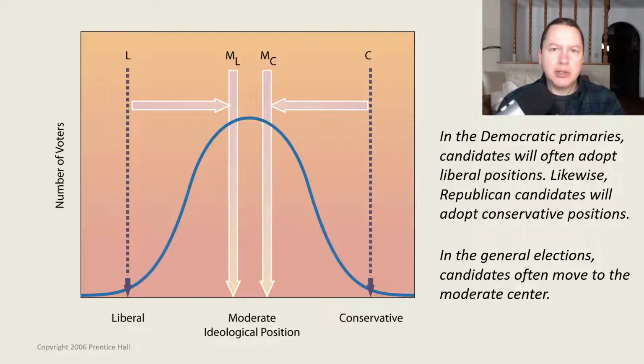In the general election, however, candidates often move to the moderate center because that's where the votes are. Americans overall, in the aggregate, that is when you put them all together, are actually very moderate on nearly all issues. And so candidates will often move to the center to try to catch those moderate voters and to keep the opposition from getting them.